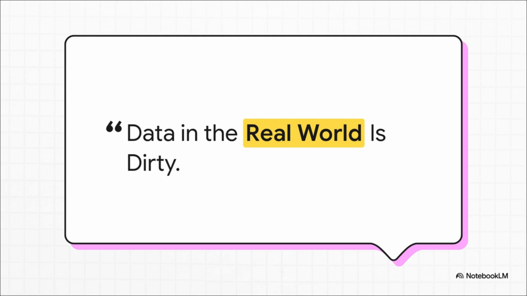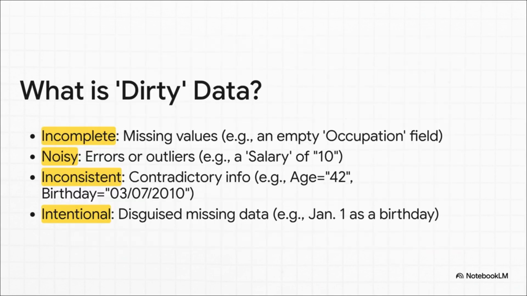And this brings us to a fundamental truth that, believe me, every data scientist learns the hard way. Real-world data is dirty. It is almost never ready to use right out of the box, because it's coming from countless different sources with different standards, and that creates a whole host of problems. So what does dirty data actually look like? Well, it can be incomplete, think missing values, like an empty occupation field. It can be noisy, with obvious errors or outliers, like a salary of just 10. It can be inconsistent, with contradictory information, like an age that just doesn't line up with a birthday. And sometimes the mess is even intentional, like when a system requires a birthday, so everyone just puts in January 1st to get past the screen.